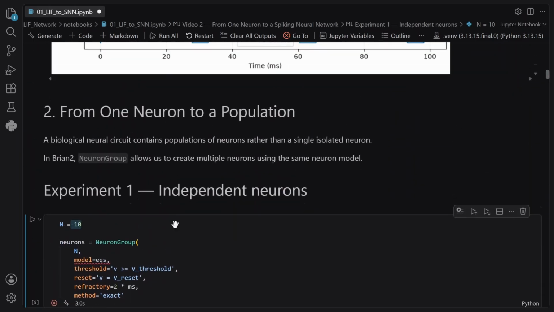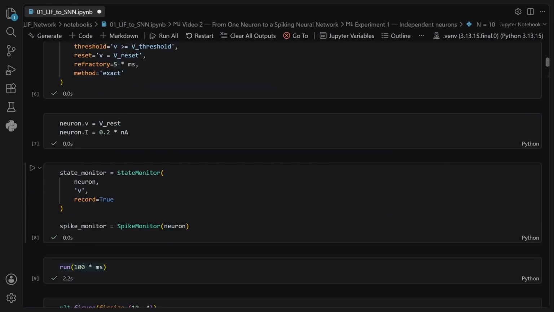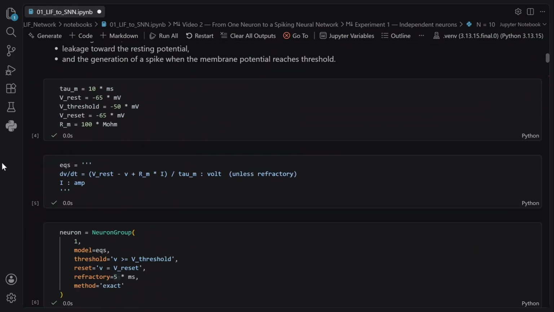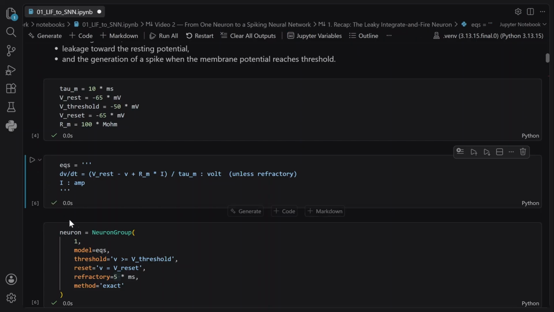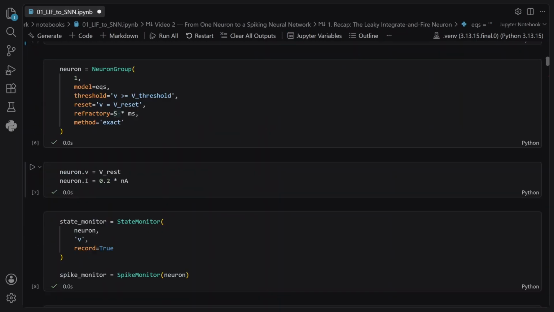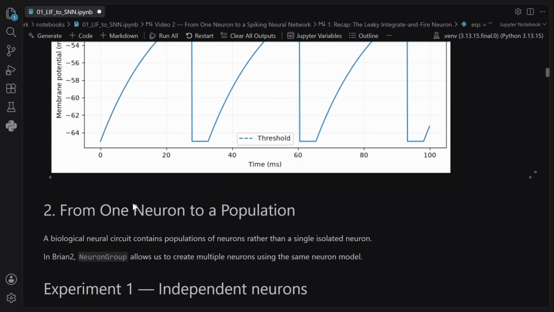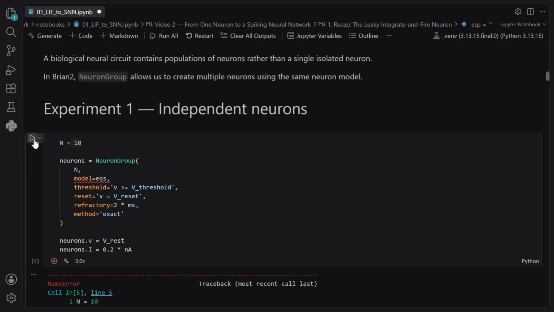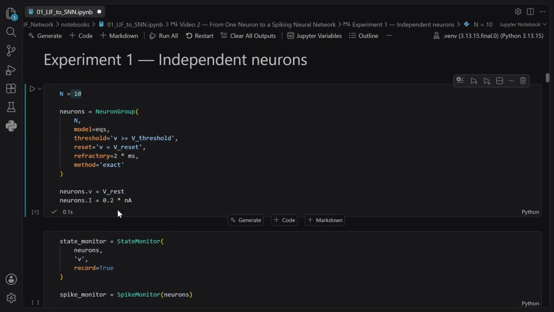Sorry, I did not define the model. Here it is. It seems to be defined, but I don't know. Okay, so we have defined our model. So let's try again. It worked. 10 neurons. Everyone gets the same input.